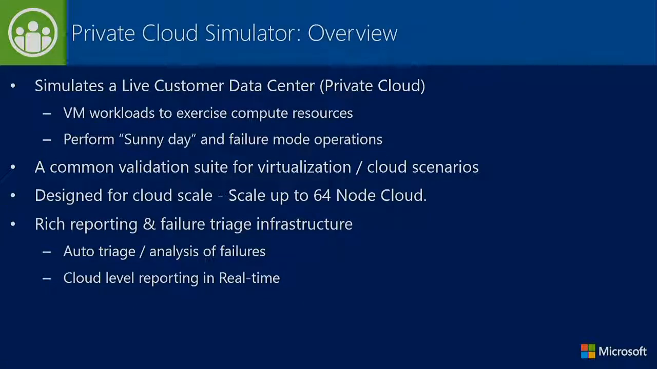We have been using this tool internally as a common validation suite to validate a lot of cloud scale virtualization scenarios. This solution has been designed from scratch, keeping cloud in mind, and this solution can scale very well up to 64 and even more nodes. It has rich reporting and failure triaging inbuilt, which we will see in later slides. We have cloud level reporting with data being reported to us in real time.